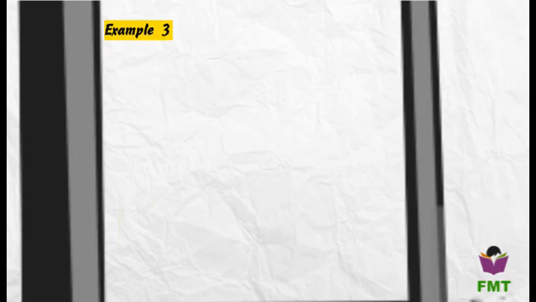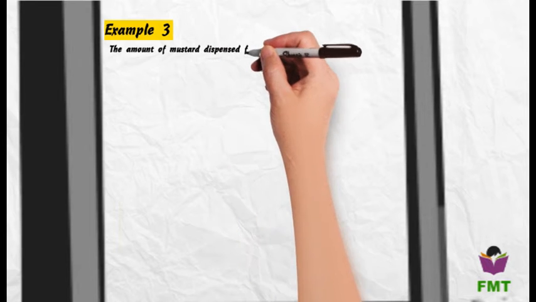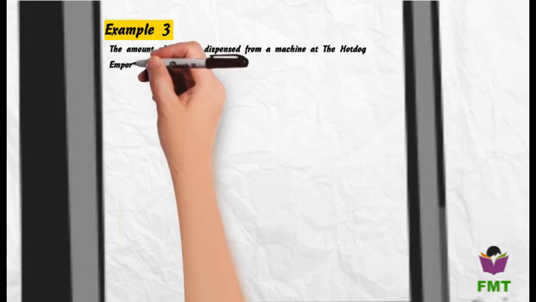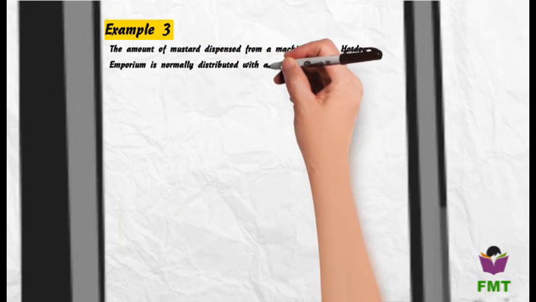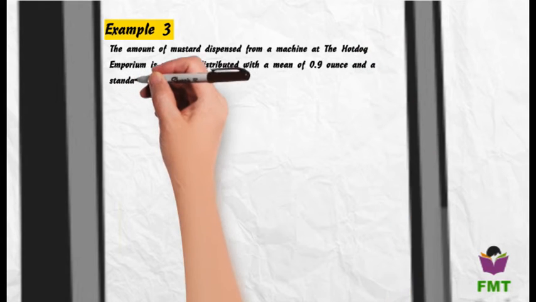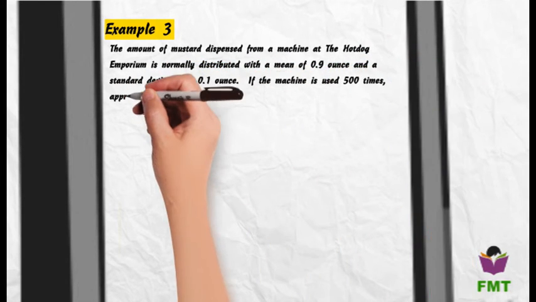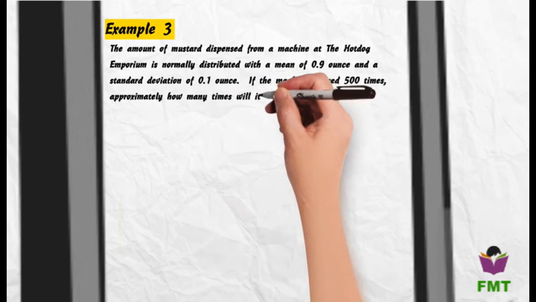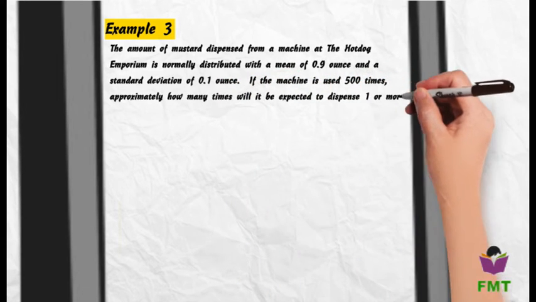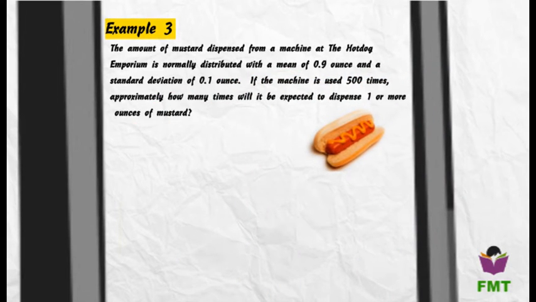Example 3. The amount of mustard dispensed from a machine at the Hot Dog Emporium is normally distributed with a mean of 0.9 ounces and a standard deviation of 0.1 ounces. If the machine is used 500 times, approximately how many times will it be expected to dispense 1 or more ounces of mustard?